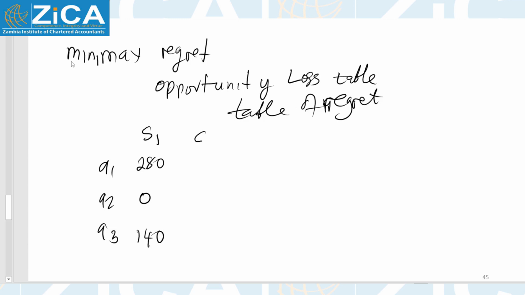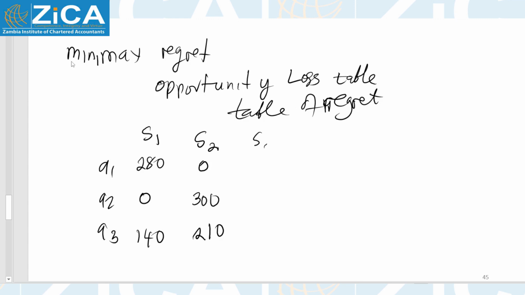For S2, action 2, the maximum payoff there is 510. So this will be 0. Then that will be 510 minus 210, which will give you 300. 510 minus 300 will give you 210.